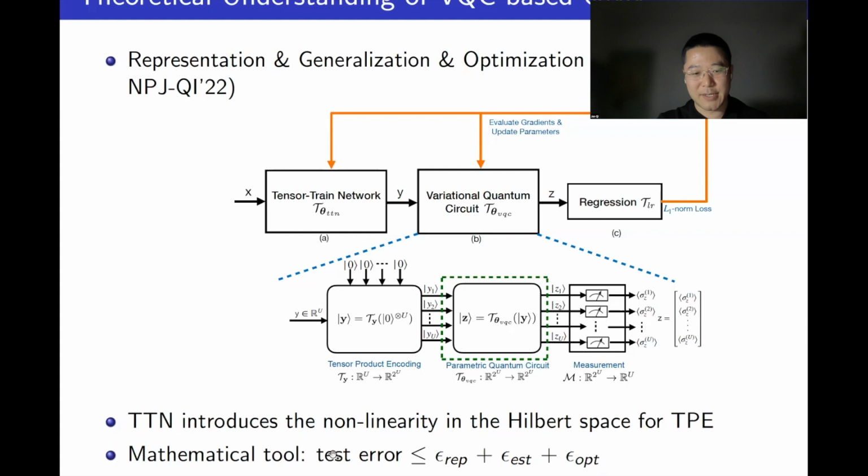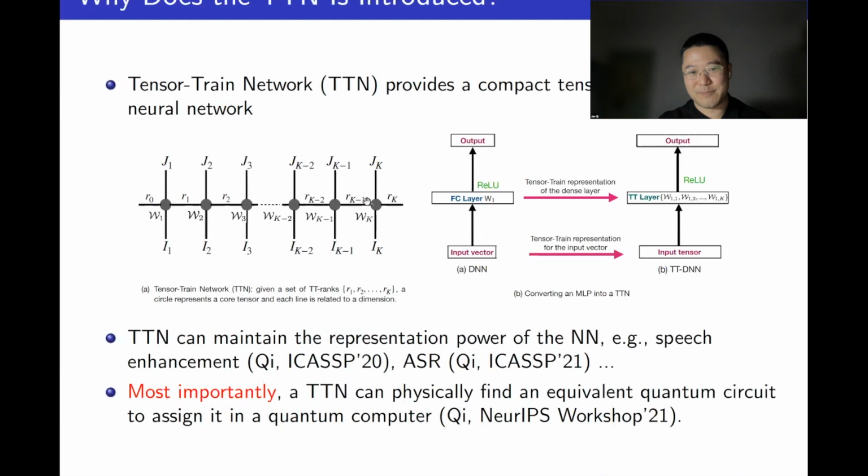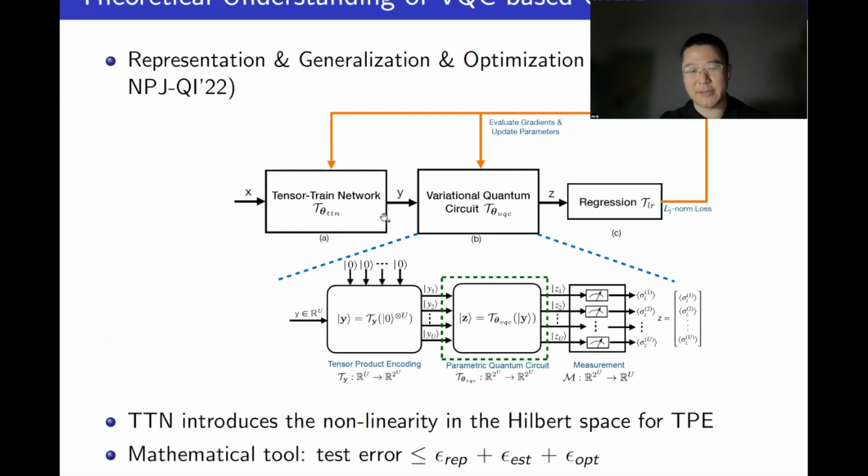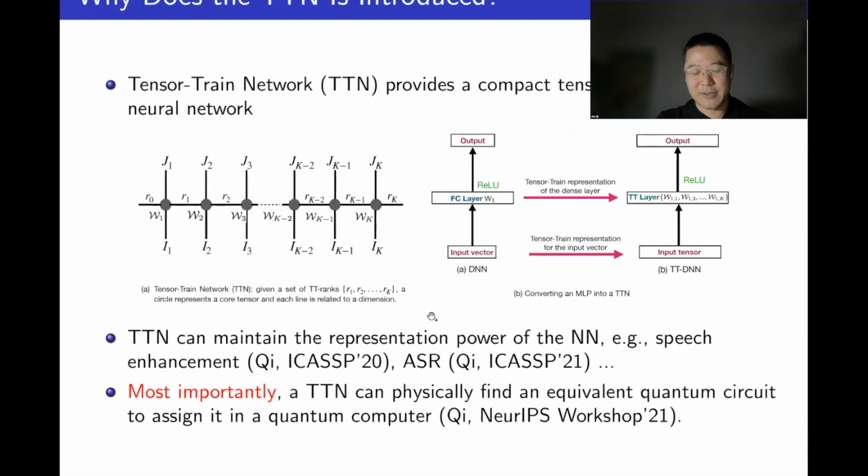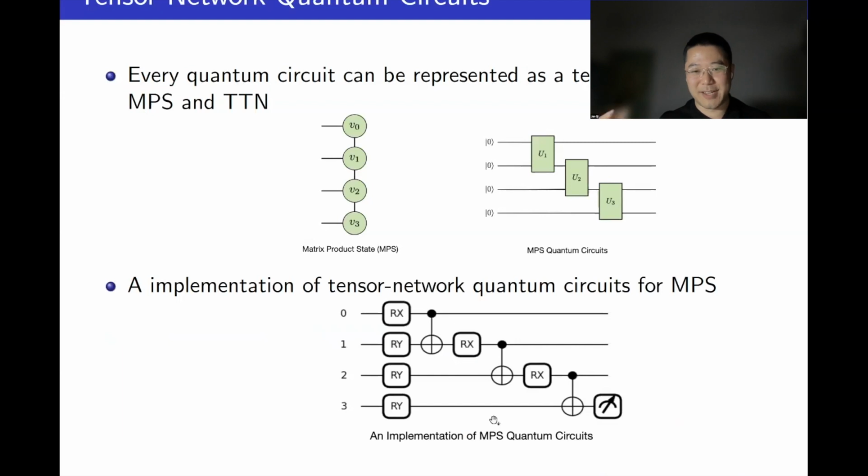The most important reason for introducing such a tensor train network is that we involve some nonlinearity in the Hilbert space for the tensor product encoding. The second one is the performance. The tensor train layer can maintain the performance of the classical neural network. For such an architecture, we can use some classical neural network to do the data processing, for example, data dimensionality reduction. But why we choose this tensor train layer is because it can use quantum circuits to realize this end-to-end quantum neural network. So all the models can be realized by using quantum models instead of involving any classical neural network, classical models.